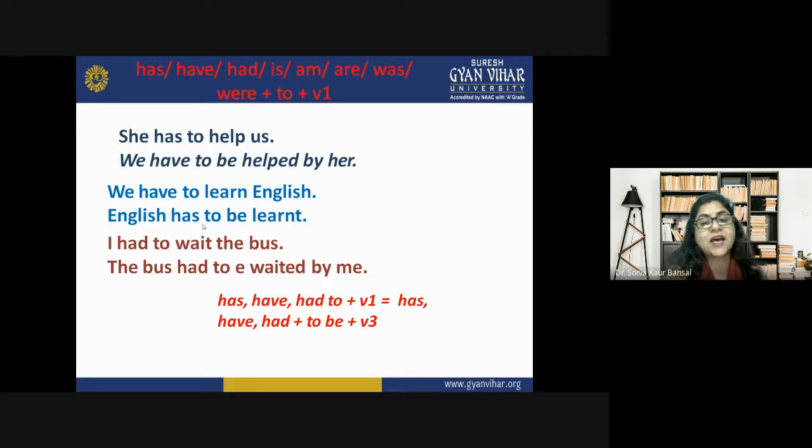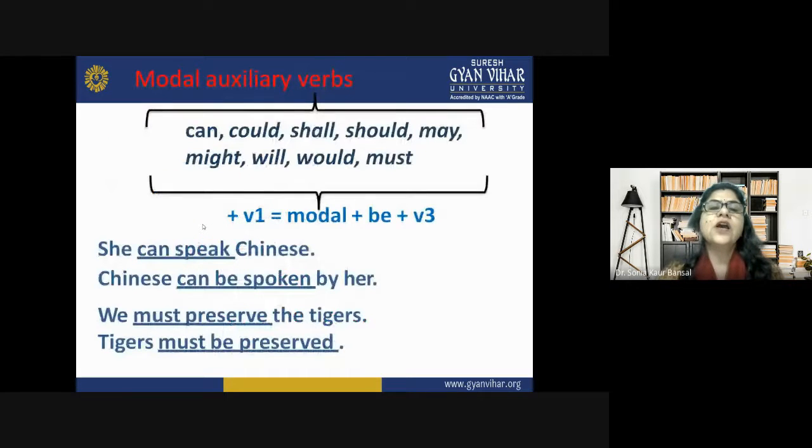So has, have, had to plus verb's first form is equal to has, have, had plus to plus be plus verb's third form. V3 means verb's third form. Clear, students? Now next, let's understand modal auxiliary verbs in detail. I have already told you that you have to change your modal auxiliary verb according to whatever is given in active voice. So let's have a look at that.